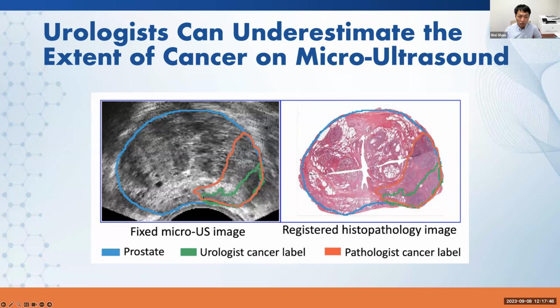For this example, this outline is made by our expert urologist who has about 4 years of experience of this micro-ultrasound, which doesn't sound like too long, but this technology was just approved in 2017, I believe. Yeah. As you can see, same thing for the urologist. It underestimates the extent of cancer. The urologist thought this is a cancer, but those regions are cancers confirmed by the pseudo-hormone histopathology image.